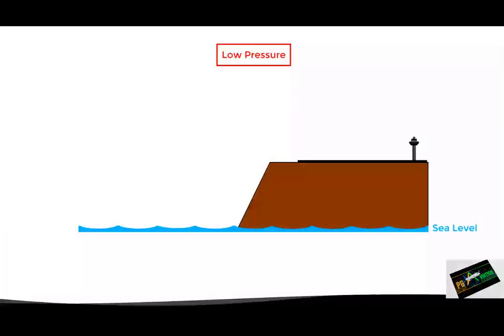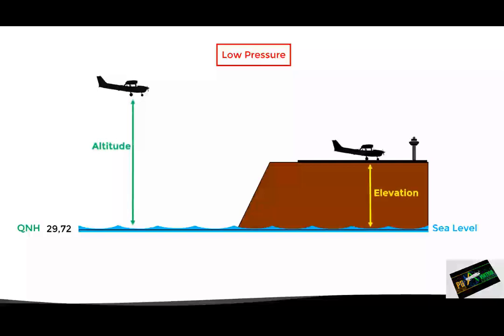Let's now see what happens in a lower than standard pressure condition. This means that the sea level pressure is lower than 29.92 inches of mercury. Let's suppose it is 29.72 in this example. This would be then the QNH. If we adjust it as barometric reference, the altimeter will read the altitude of the aircraft in flight, or the airport elevation, if the aircraft is on the ground.